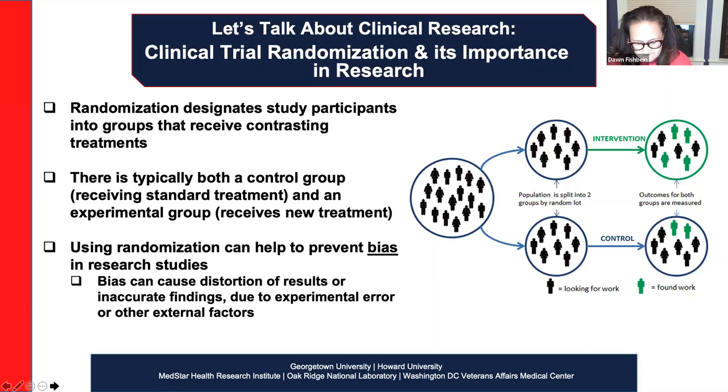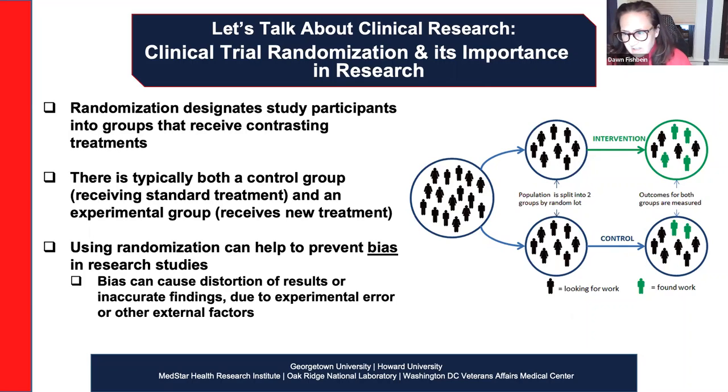So I want to bring this important discussion to talk about randomization in clinical research. Dr. Scott has mentioned this several times in her talk, and we'll discuss it. On the right-hand side, you can see a study that's looking at some intervention in people who are looking for work. Some people get the intervention and some people get the control.